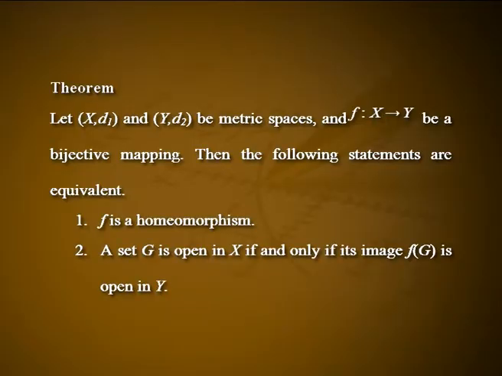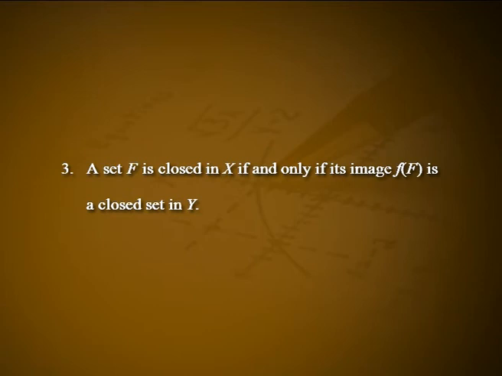Theorem: let (X, d1) and (Y, d2) be metric spaces and f from X to Y be a bijective mapping. Then the following statements are equivalent. First, f is a homeomorphism. Second, a set G is open in X if and only if its image f(G) is open in Y. Third, a set F is closed in X if and only if its image f(F) is a closed set in Y.